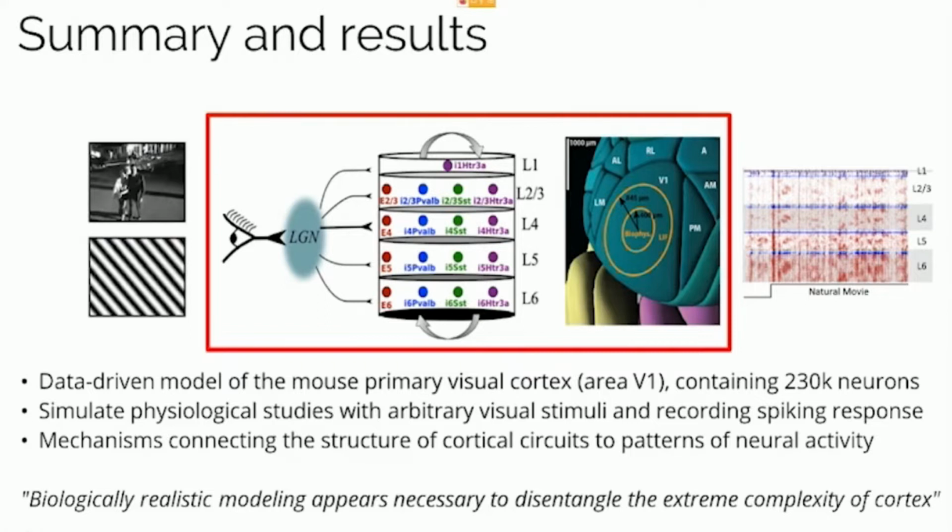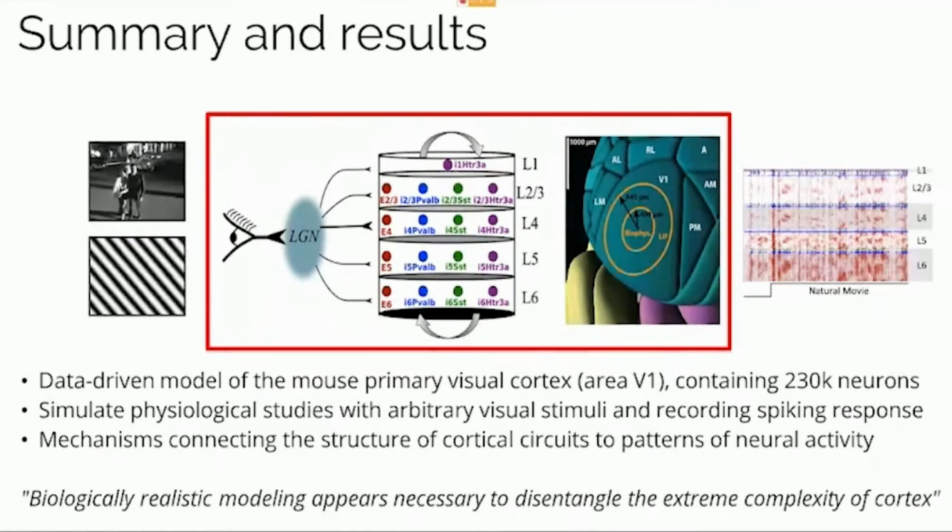The model can be run using arbitrary visual stimuli as input, which you see on the left of this slide, and produces population-level activity patterns, which you see on the right side. Thereby, it helps to elucidate structure-function relationships and the decoding of function from purely anatomical data.